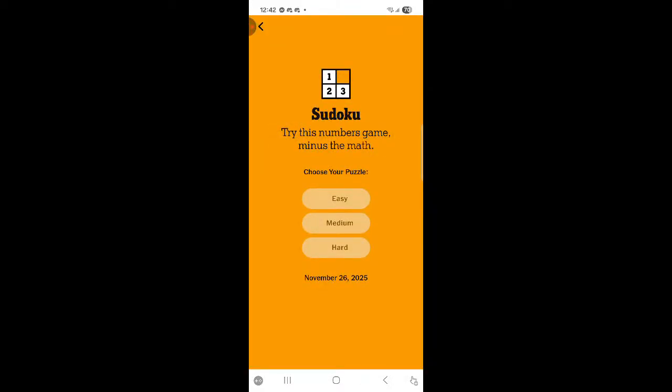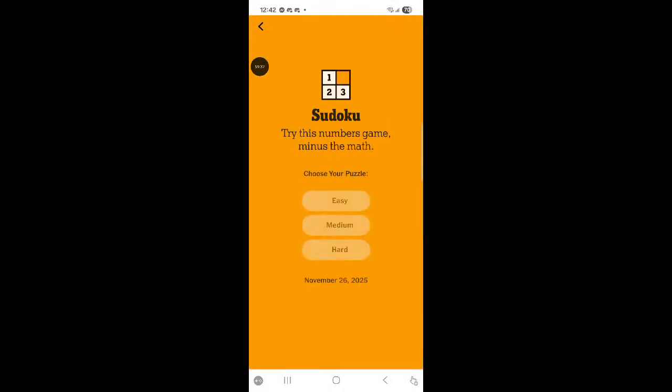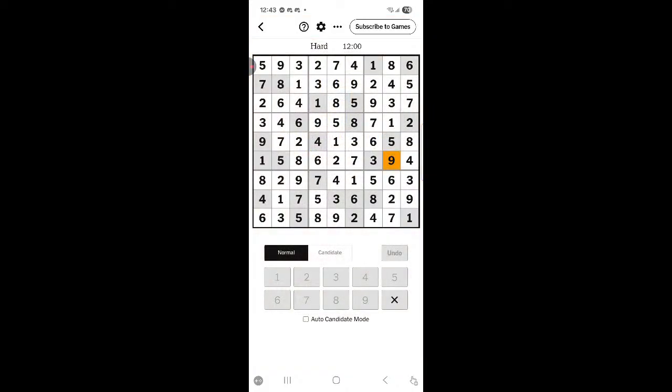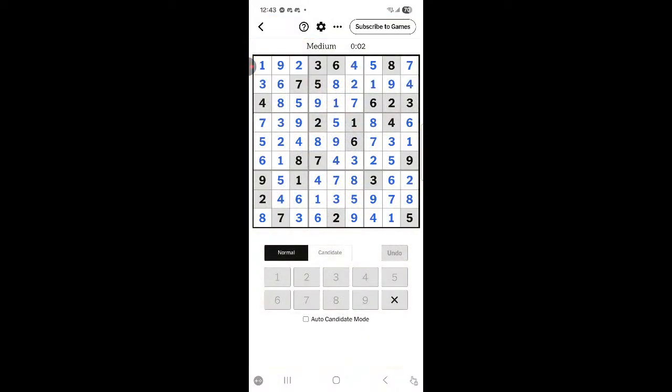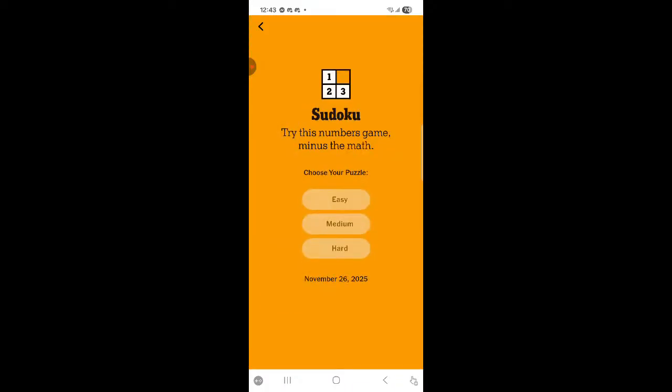I solved it earlier with candidate mode. I'm not going to solve it with not candidate mode because that's level 5. To be clear, level 1 is candidate mode. Level 2 is no candidate mode on easy. Level 3 is Sudoku with candidate mode. Level 4 is Sudoku hard candidate mode. Level 5 is medium, no candidate mode. Level 6 is... I've never done levels 5 and 6. That's the only things that I haven't done.